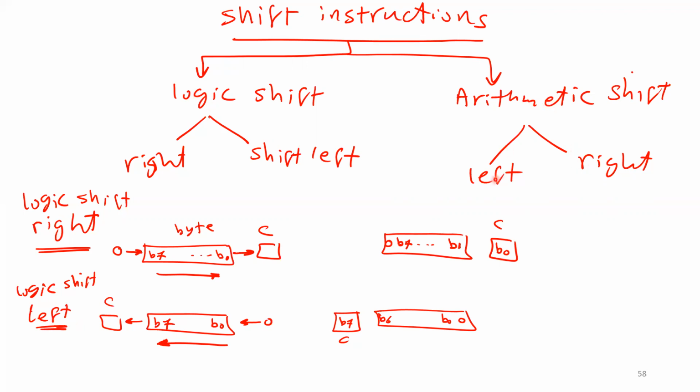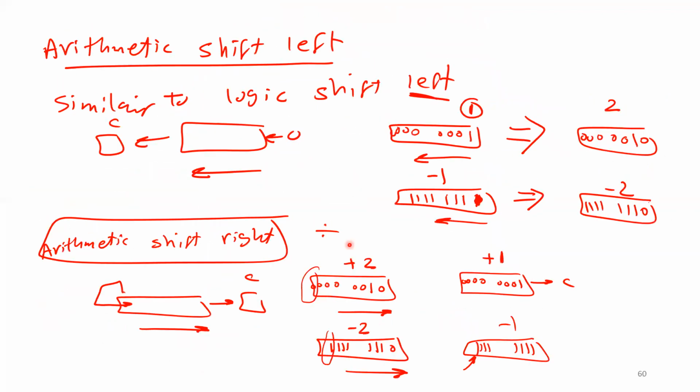What about arithmetic left and arithmetic right? Easy. Arithmetic left is similar to logic shift, so it's going to be exactly the same as this one. The only difference is on the right. Here we insert 0. In case of arithmetic shift right, we insert bit 7, so we repeat bit number 7. If bit number 7 is 0, I'm going to insert a 0. If it is 1, I'm going to insert 1. In all cases, the last bit goes to the carry, as you see here.